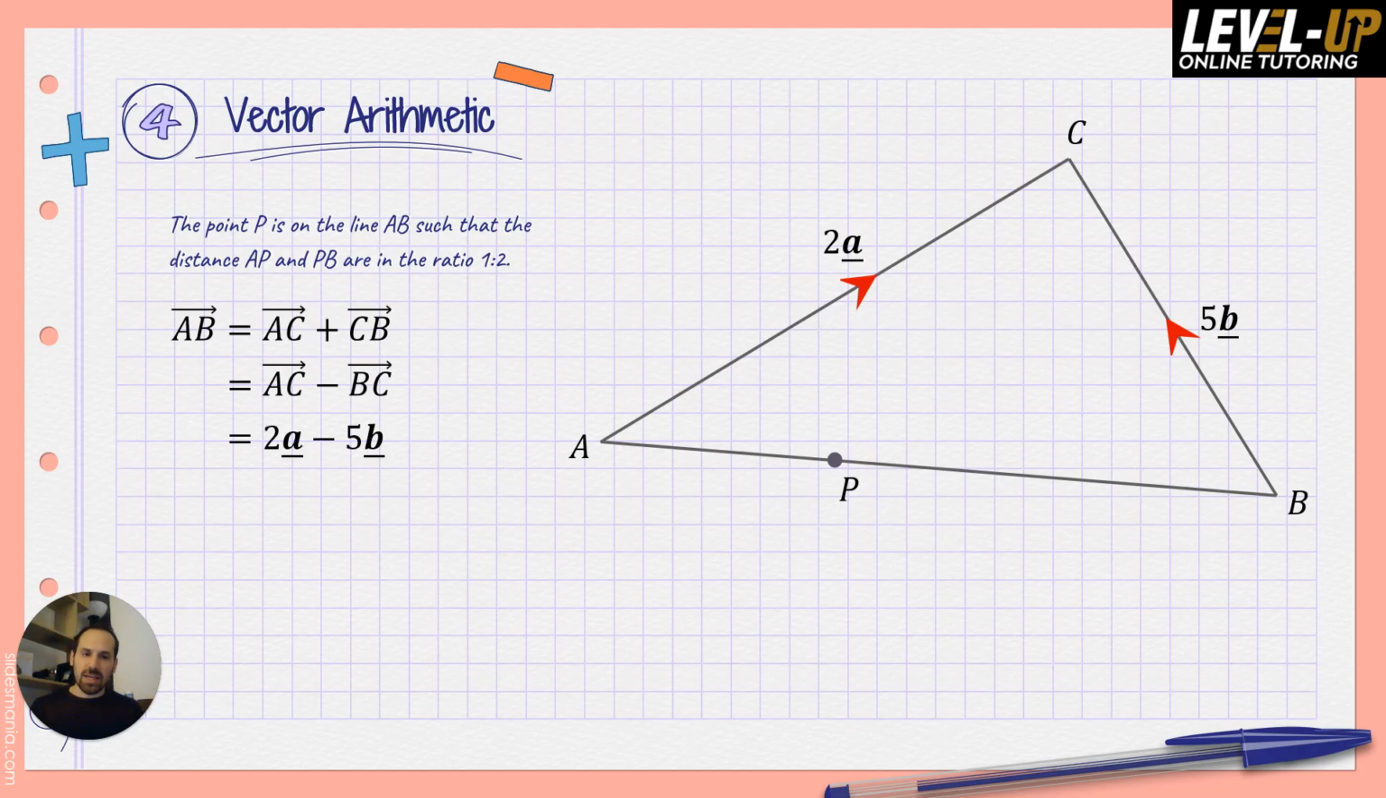So if we want the vector A to B, we're going from A to C, which is 2a, and then C to B, which is minus 5b. And so we get the result 2a minus 5b for the vector AB.